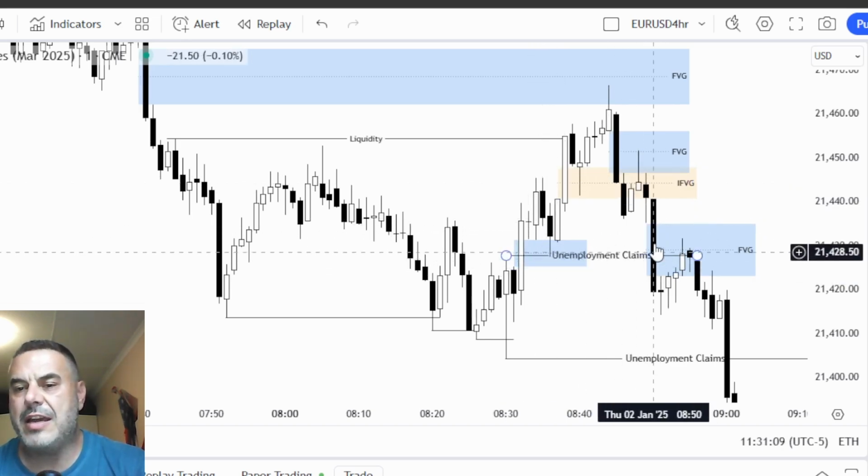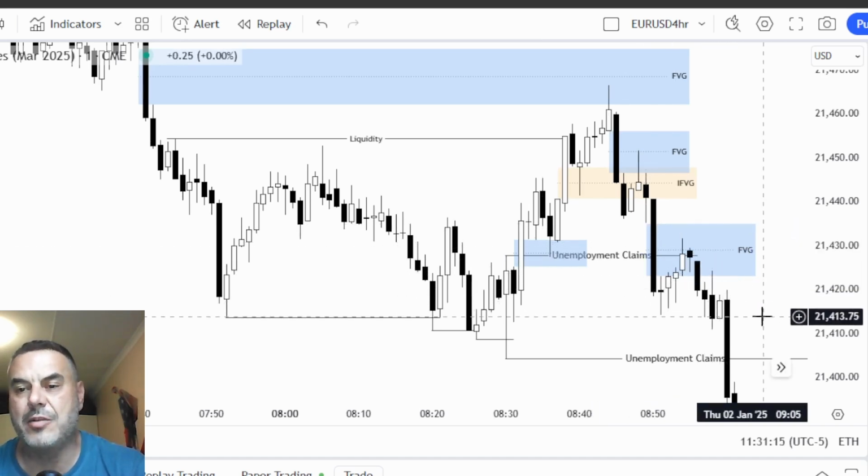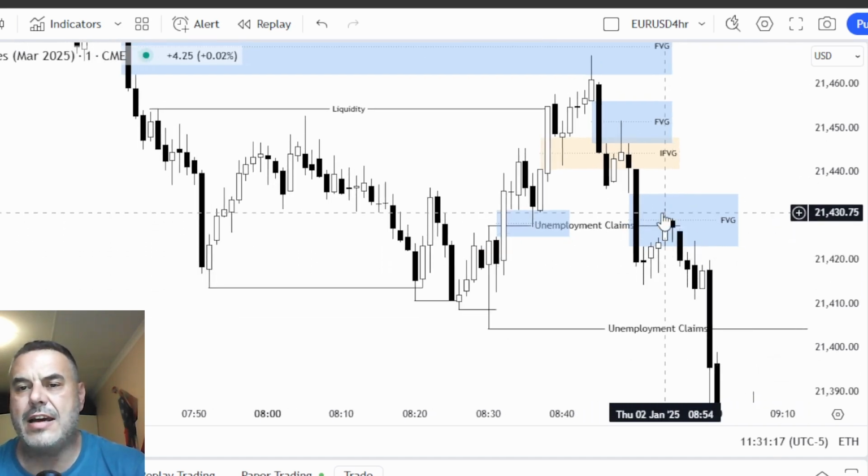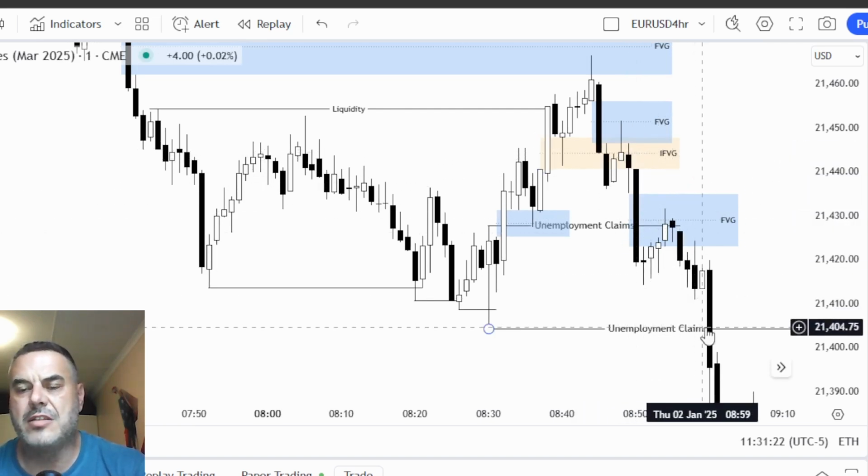And this fair value gap formed, and that should hold price as resistance, pushing price lower, and that's exactly what it did. And sure enough, when you took your trade here, you would have hit target with no problem.